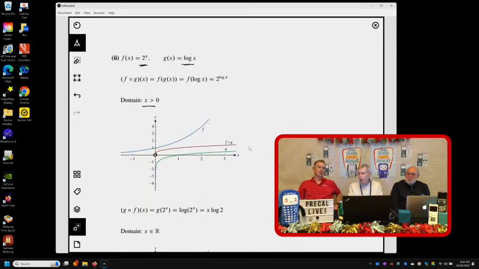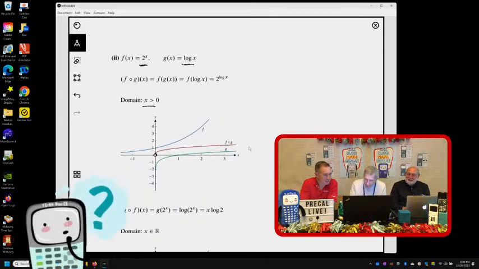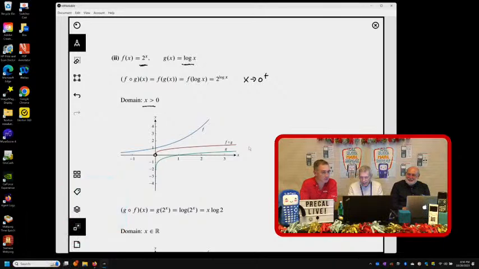All right, Curtis, this is your cue. Can we reason what's going on here? Let's approach it from 0 from the positive side. As x approaches 0 from the right, we're thinking about 2 to the log x. Let's think about what happens in that exponent. Log x, as we approach from the positive side, takes off to negative infinity.